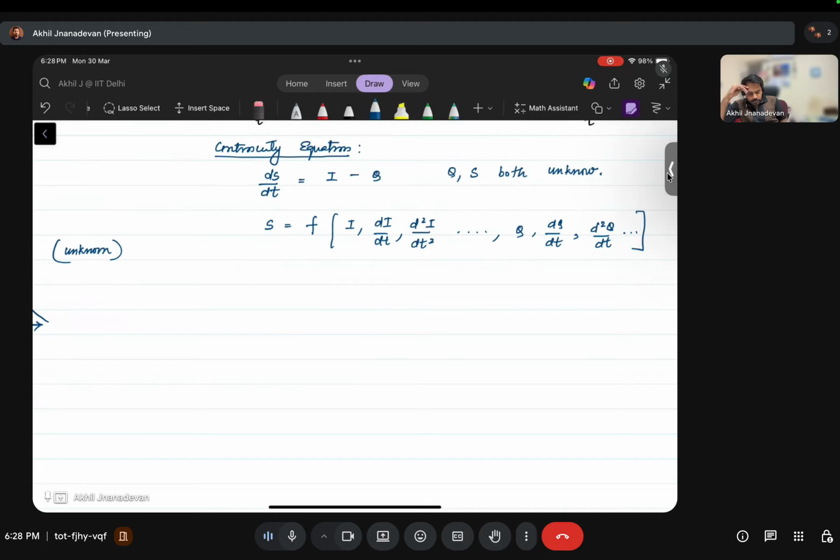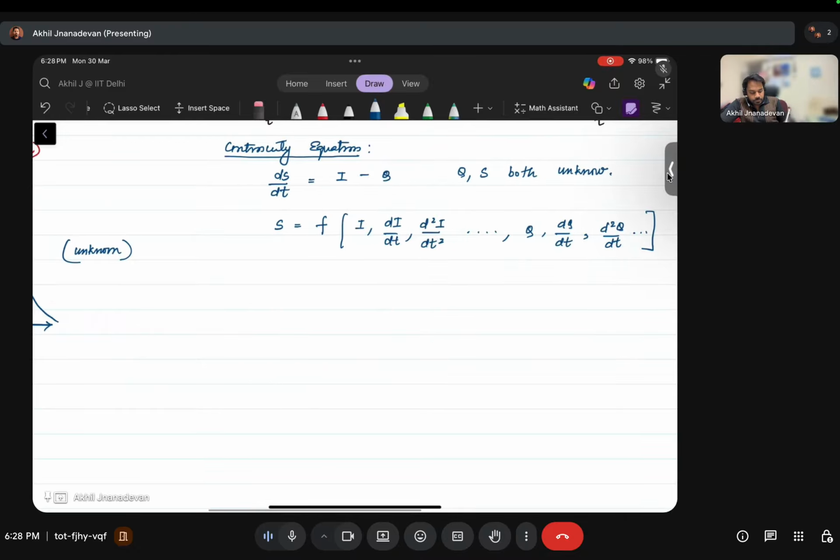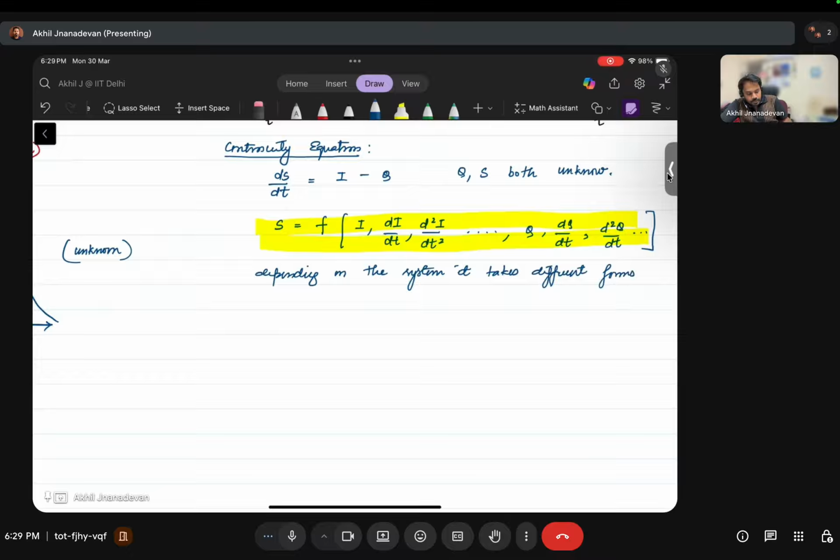So based on the type of system we are dealing with, we can define different forms of this particular storage function S. So this is a storage function. It takes different forms depending on the system. The first form is when the storage is a function of outflow only.